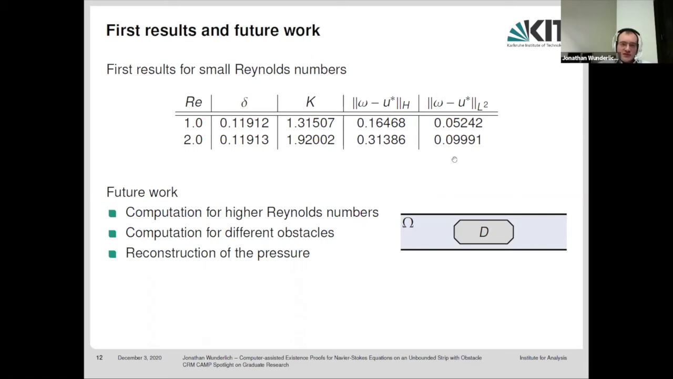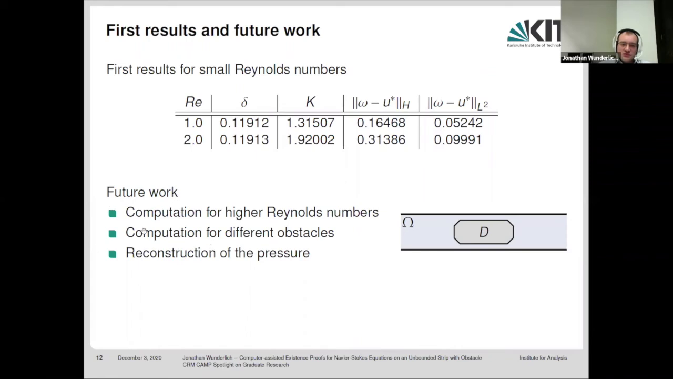So for small Reynolds numbers, we have some verified bounds here. And let me just mention that when the Reynolds number increases, the bound for the essential spectrum decreases, and so this makes the computation difficult for higher Reynolds numbers. But this is a goal for future work. We want to compute this for higher Reynolds numbers, or prove existence for higher Reynolds numbers.